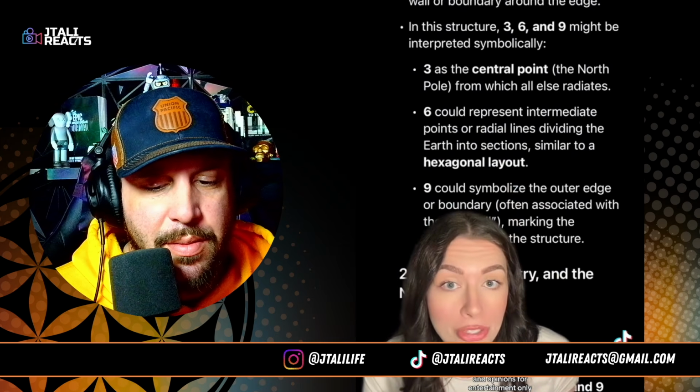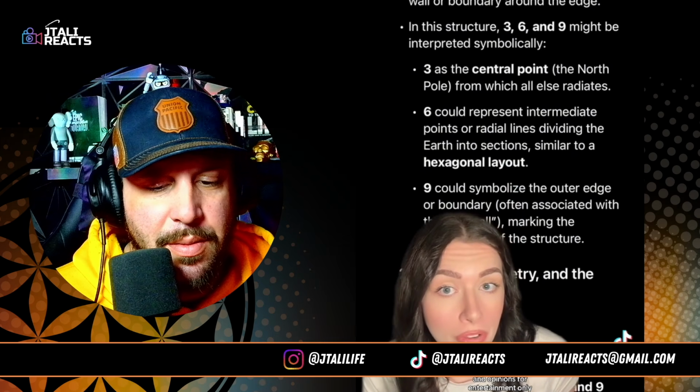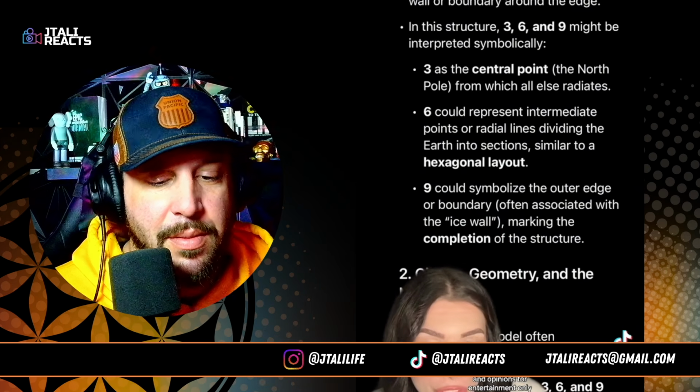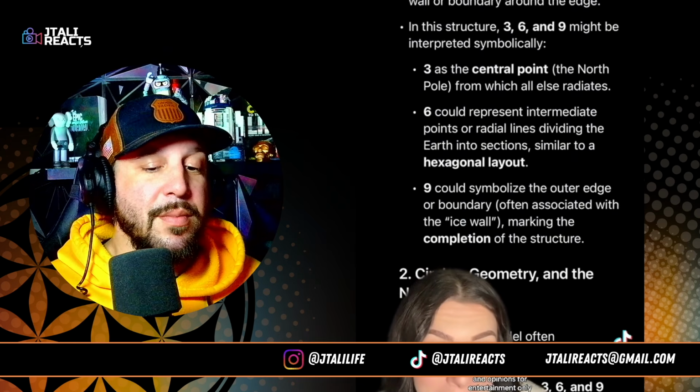And it says 3 is the central point, the North Pole, from which all else radiates. 6 could represent intermediate points or radial lines dividing the Earth into sections, similar to a hexagonal layout. 9 could symbolize the outer edge or boundary, often associated with the ice wall, marking the completion of the structure.